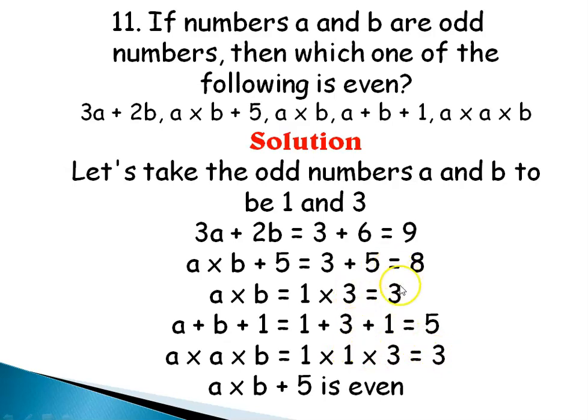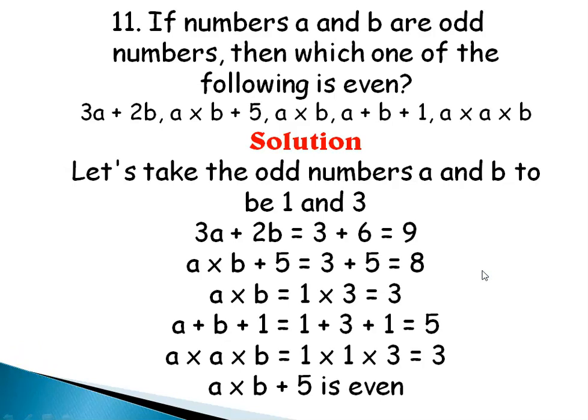So if you look at all of this, the only even number we have there is 8, and that is A times B plus 5. So A times B plus 5 is even. Is that taken? Remember, I'm the one using 1 and 3. You can use any odd number. If I had used 5 and 7, or 11 and 13, I would have still gotten the same answer. This is just a way of helping us confirm whether this expression is even or odd. So we could have used any of the odd numbers.